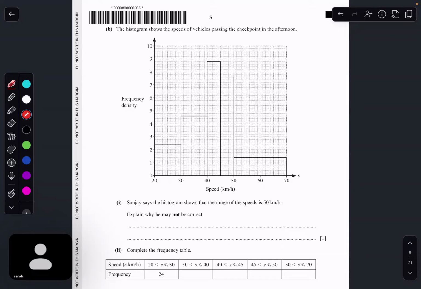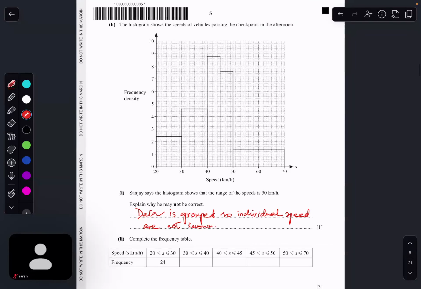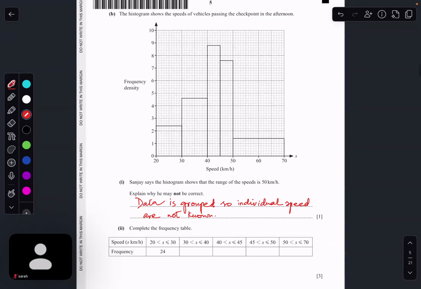So data is grouped. So individual speeds are not known. You can see the values given to us are in class interval form, so it's not applicable for individual speed.